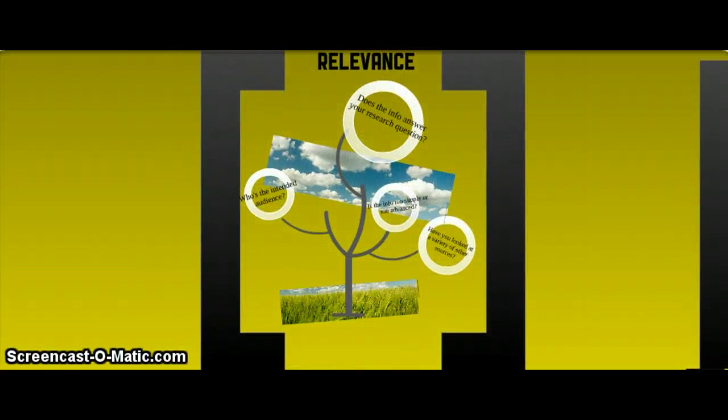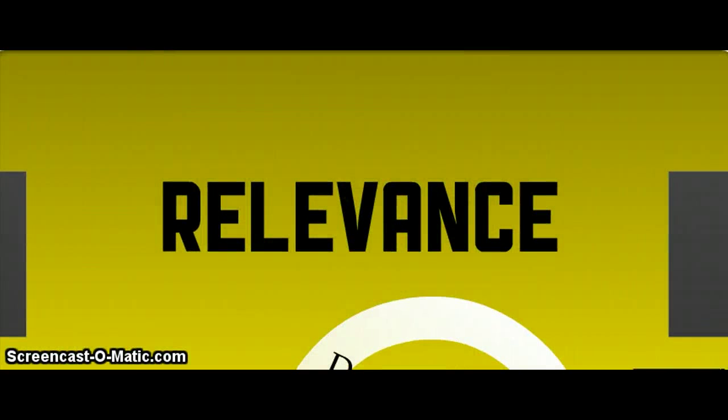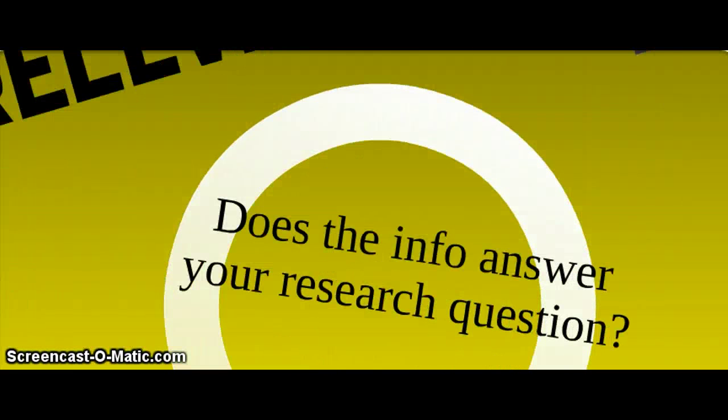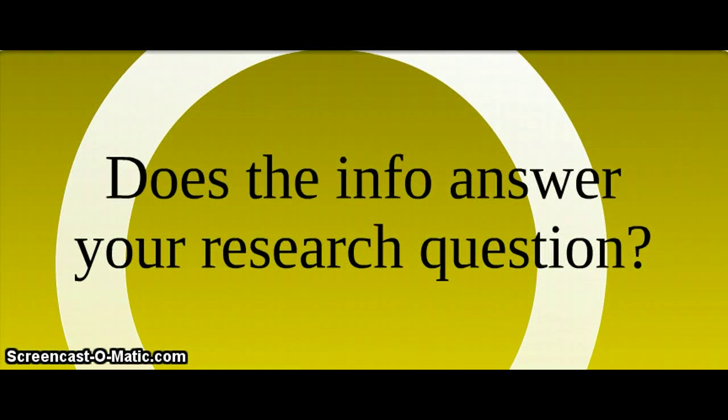Okay, the next criterion is R for relevance. Relevance is the importance of the information for your needs. That's kind of busily worded, right? Let's figure out what that's all about. Does the information answer your research question? Is it even related to your topic?